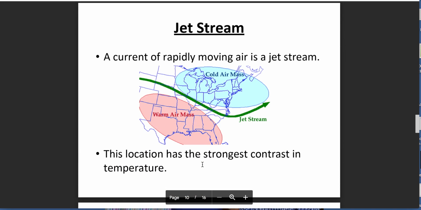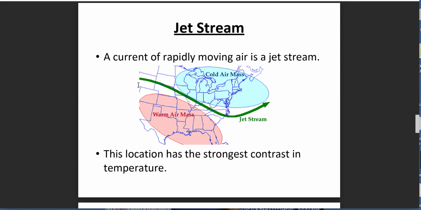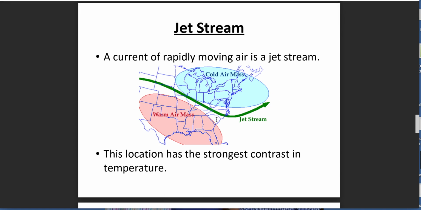The jet stream, you may have heard a meteorologist talk about this. You may have heard somebody talk about this if they're going on an airplane. A current of rapidly moving air is a jet stream. Now, the jet stream also moves from west to east across the United States. You see this here. Wherever it's at is going to be the place that has the biggest contrast in its temperature. All right? Now, the jet stream always moves from west to east, but it's not necessarily always in the exact same spot.